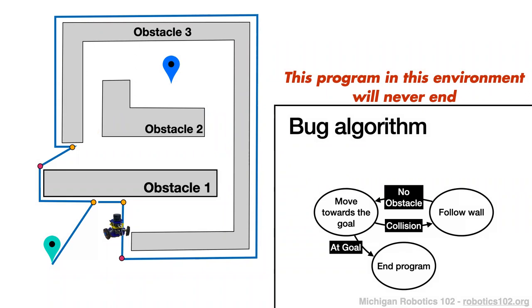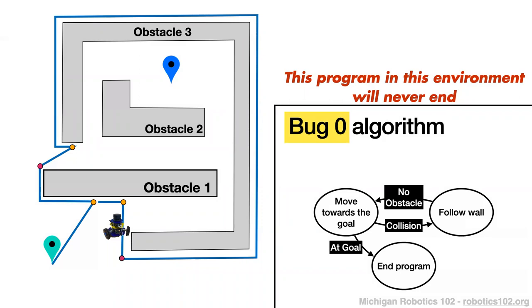It breaks the algorithm. Well, I wouldn't say it breaks the algorithm, but it will never end. We'll never reach the end state of our finite state machine, right? And so that's going to be a problem. So what we've actually described here is what we call the bug zero algorithm. So bug zero has this known issue where it may not terminate.